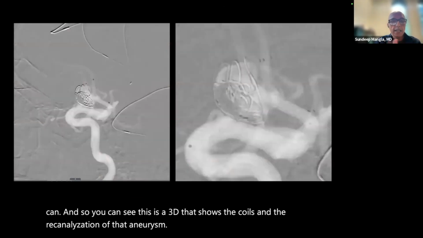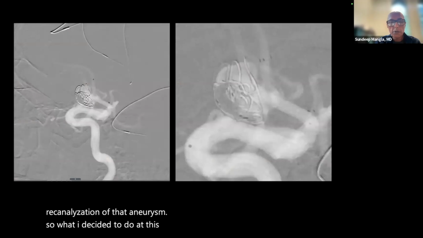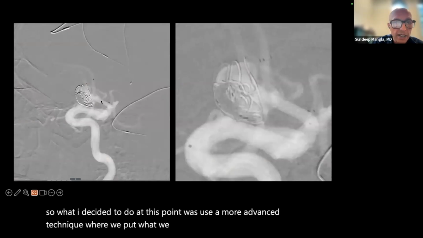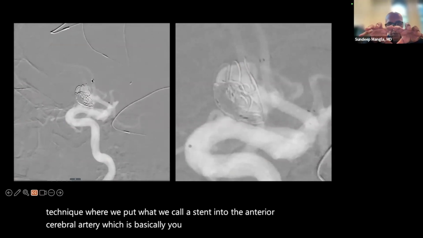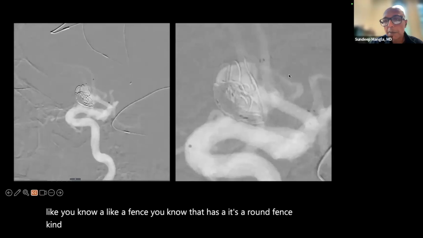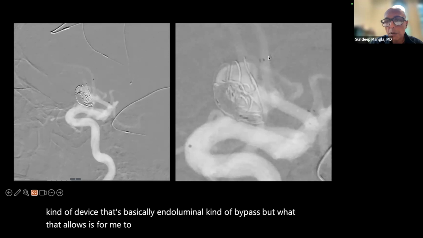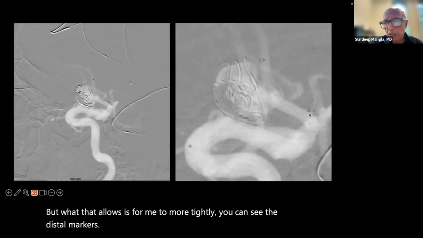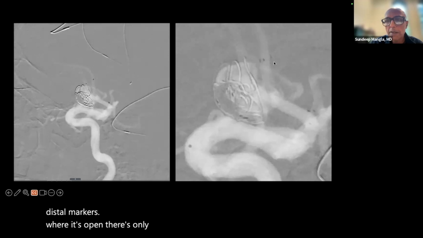So what I decided to do at this point was use a more advanced technique where we put what we call a stent into the anterior cerebral artery, which is basically a tube, like a fence, a round fence kind of device. That's basically an endoluminal kind of bypass. You can see the distal markers where it's open. There's only 3 markers that say it's open, right?